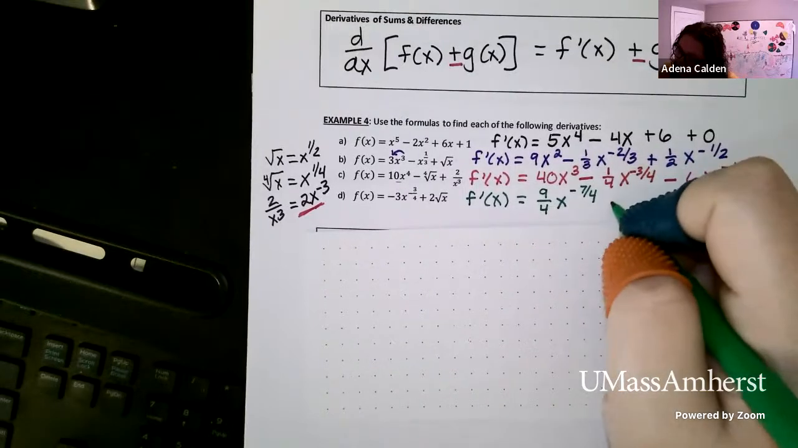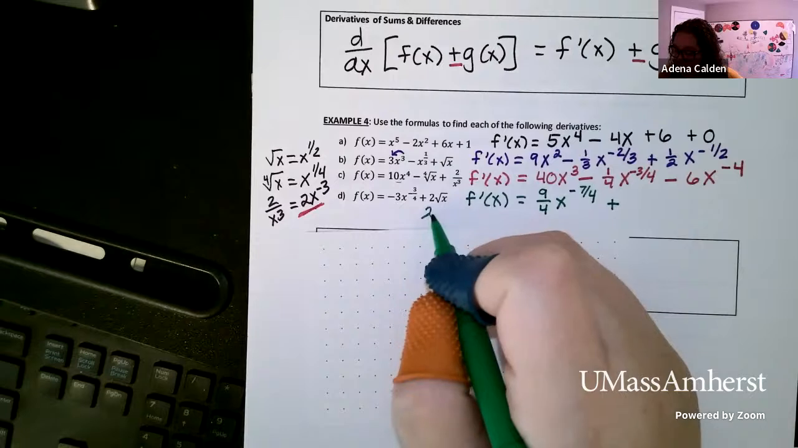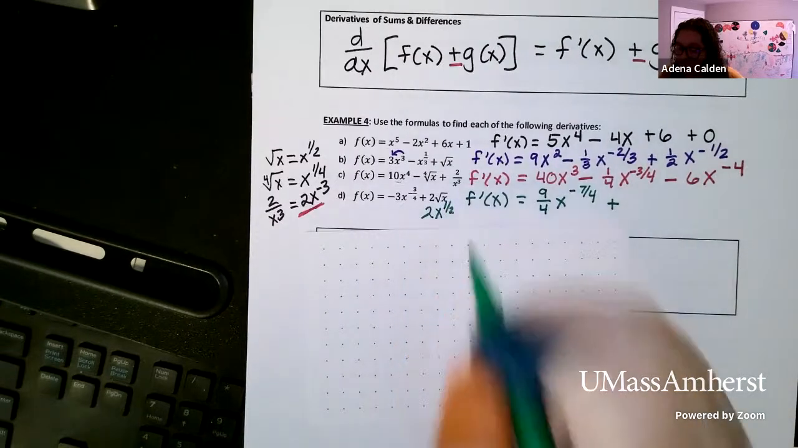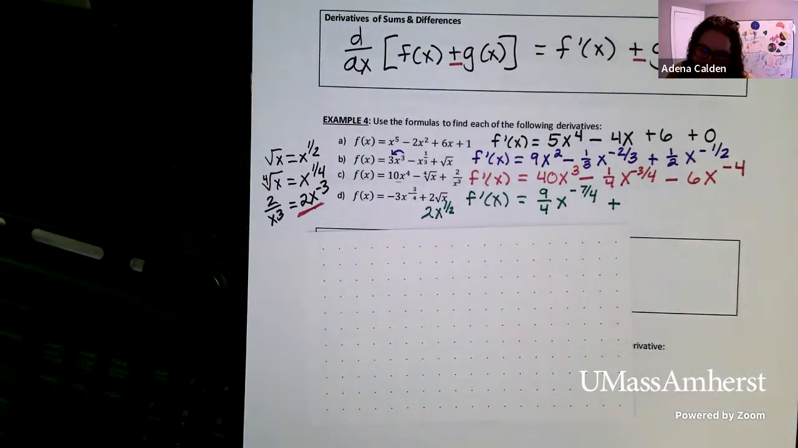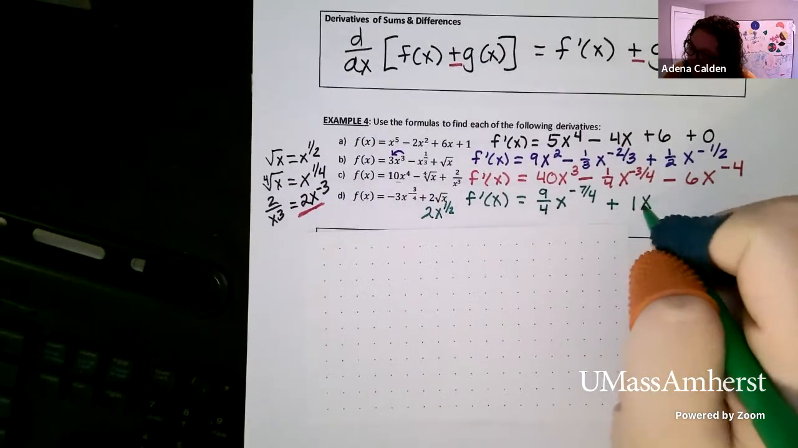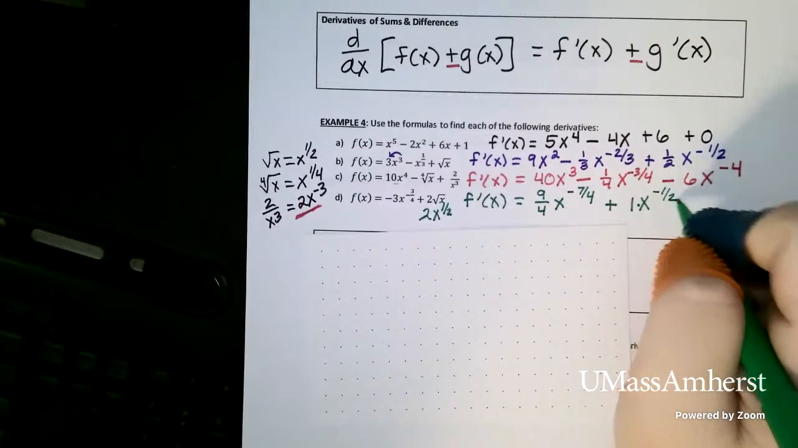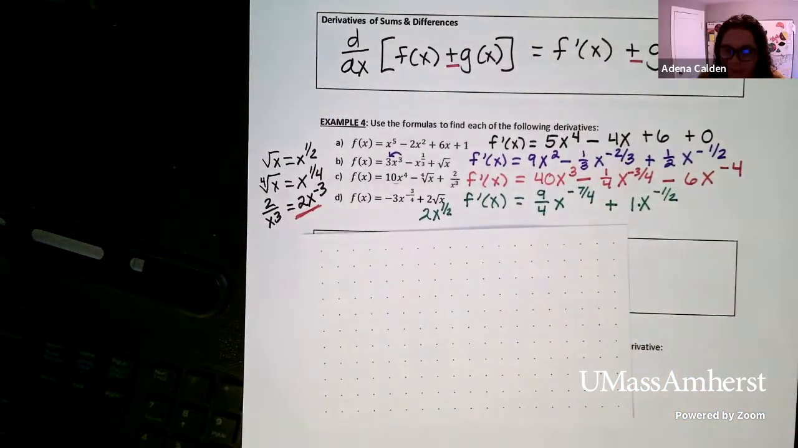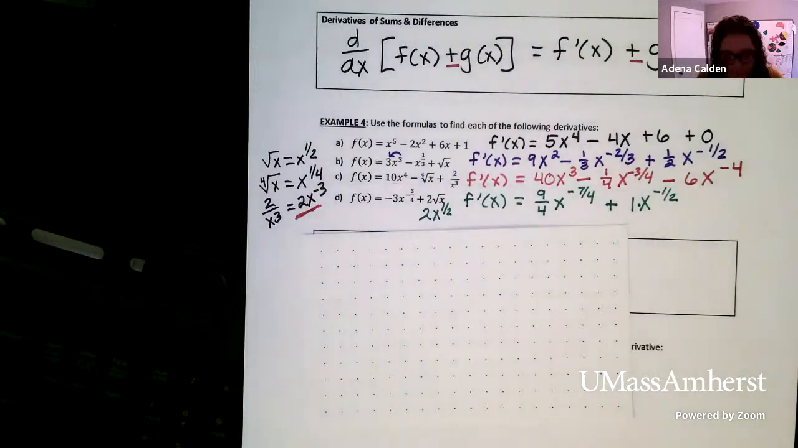Okay, plus now I have 2 square roots of x, but again, I know that's the same thing as 2x to the 1/2 power. So when I take the derivative, the half comes down to multiply the 2, giving me a 1. I have 1x, and now I subtract 1 from the power. So that gives me -1/2 power. Okay. So again, we're trying to be really comfortable with these formulas, and we're trying to be really careful about the algebra that comes up with them.